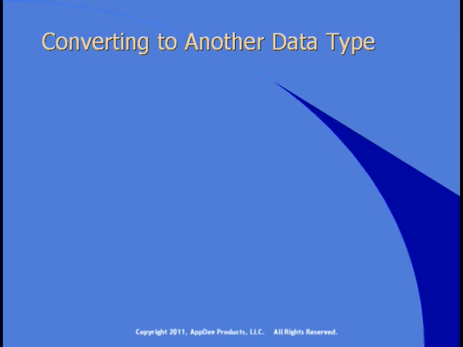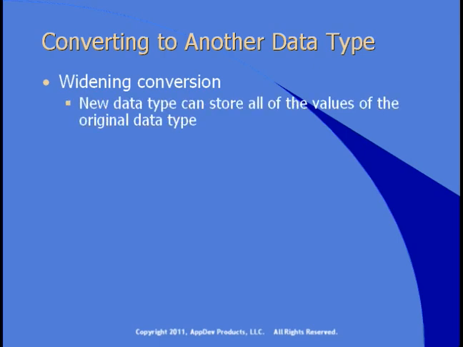There are two types of conversions: widening and narrowing. In a widening conversion, the new data type is capable of storing all of the values that can be stored in the original data type. So for example, if you convert a 32-bit integer to a decimal, that conversion will always succeed because the decimal can store everything that a 32-bit integer can. And because there's no risk of data loss, the compiler will make the conversion for you automatically. You actually don't have to write code to make a widening conversion happen.